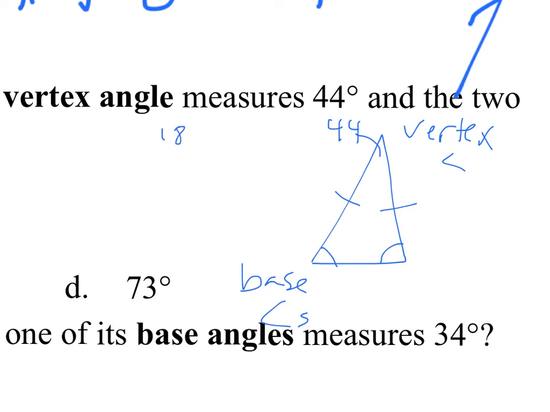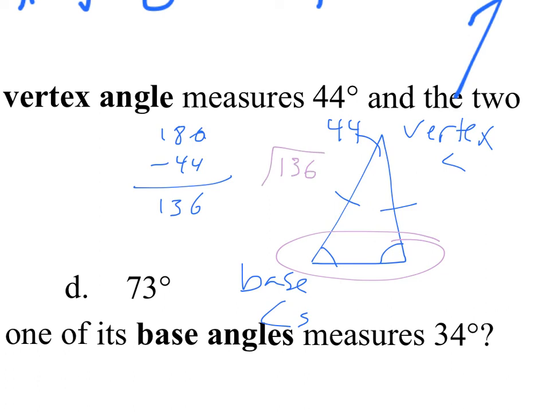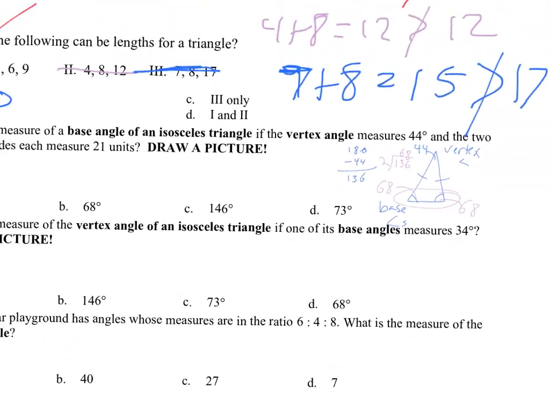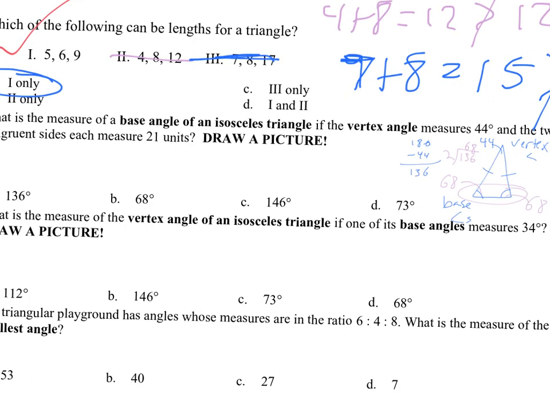Well, we take 180 and we subtract 44. We get 136. That means these two angles have to add up to equal 136, but they're congruent, so we can say 136 divided by 2 equals 68. That means each angle is 68. So what's the measure of my base angle? 68 degrees, which is B.